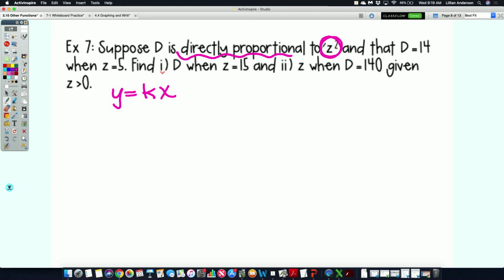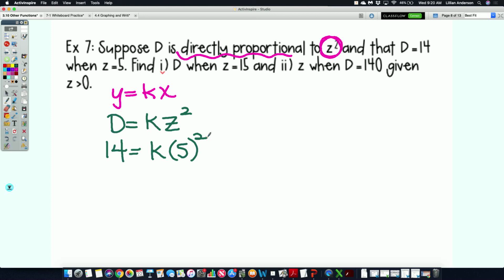We're going to plug d in for which variable? D, as in dog. We're going to plug that in for y. K is still our constant, so that needs to stay how it is. And then x is what? Z squared. So this is the equation that you would set up and use to, one, find your constant, and then actually answer I and double I. In order to answer either of these, you're going to need to know what that constant is. So, given that d is 14 when z is 5, we're going to plug 14 in for d, and then plug in 5 for z.